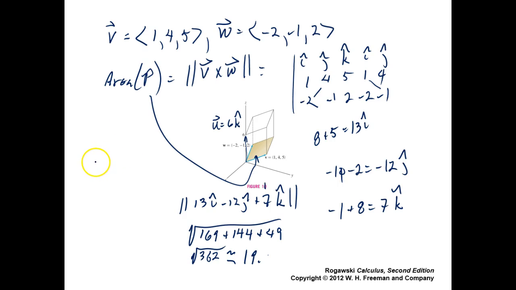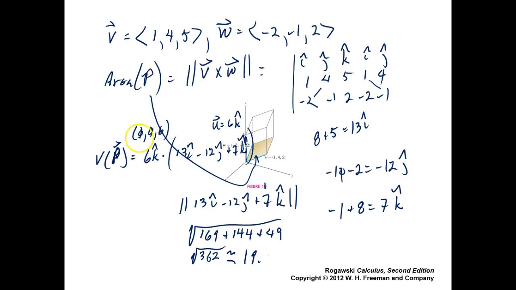So here we have the volume of P. I'll put a bold over it, it's a P. The volume of that P is going to be 6K dotted with what we just had, 13I minus 12J plus 7K. But guess what, folks? That's our V cross W. 6K is 0, 0, 6.